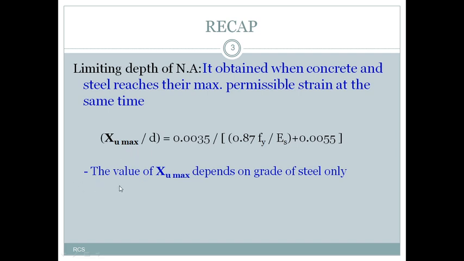As we discussed, XU max, that means the limiting depth of neutral axis, only depends on the grade of steel. It will not depend upon any other factors, like what type of loading we are applying, what grade of concrete we are using, and what the cross-sectional dimensions of the member are. It will not depend upon those parameters. It will depend only on the grade of steel.